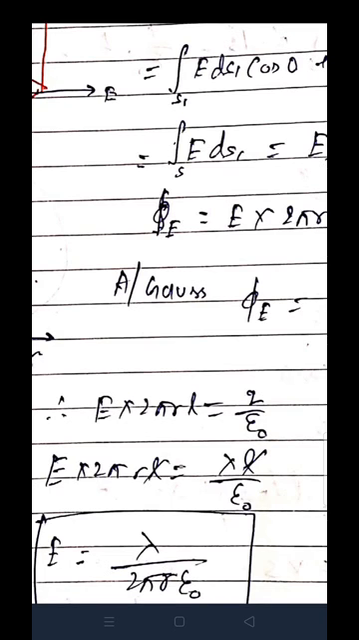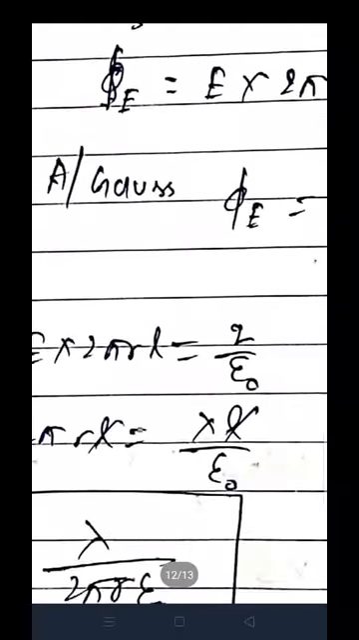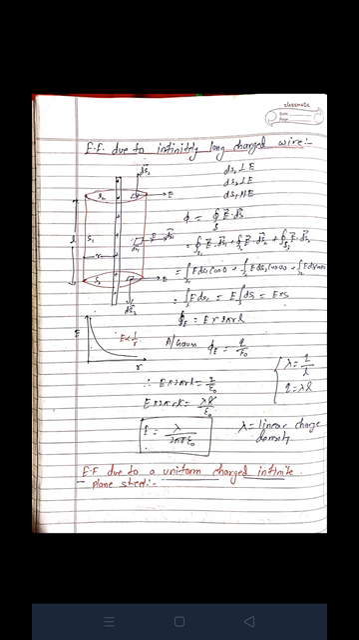What is lambda, sir? Lambda is known as linear charge density, or you can say charge per unit length. So lambda equals q by L. So q will be equal to what? q will be equal to lambda L. Then we will place the value of q over here, that q will be replaced by lambda into L, then L will be cancelled, and we will get E equals lambda by 2 pi r epsilon naught. Okay, here we have used Gauss theorem.